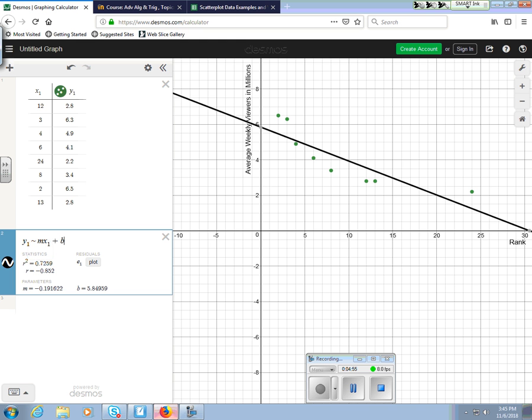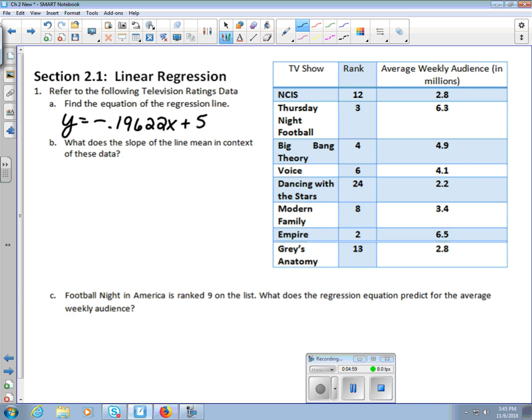16.1622, and then we have 5 plus 5.84959. And there should be a 1 here. And so what does the slope mean?